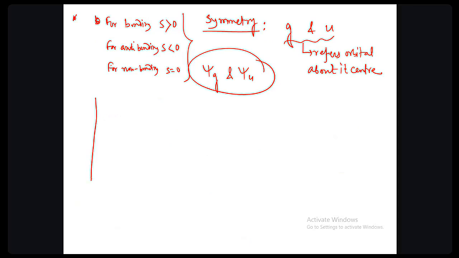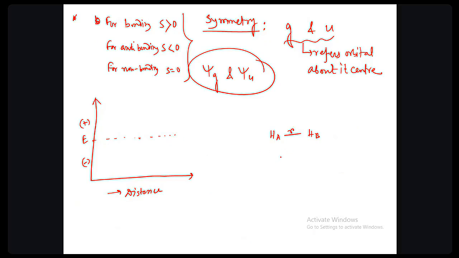Suppose for a hydrogen molecule, H2 molecule, you see that energy profile diagram. This is the distance between two atoms, and this is the potential energy, E. This is the positive part of the wave function, and this is the negative part of the wave function.